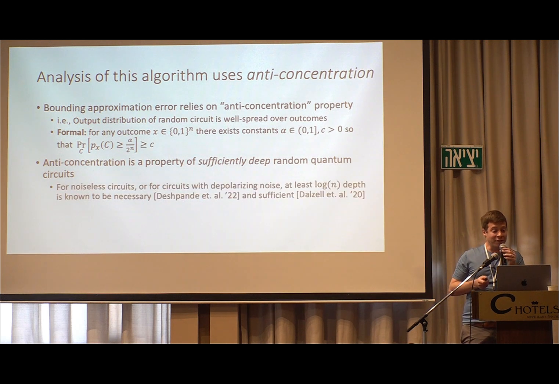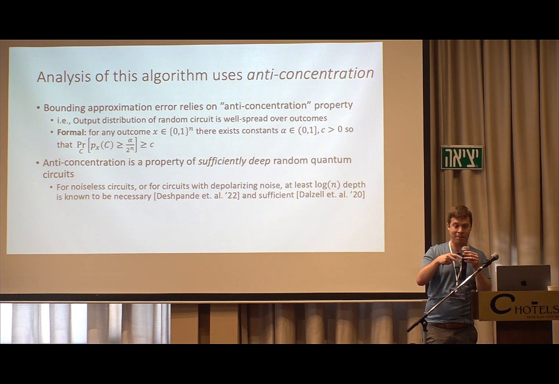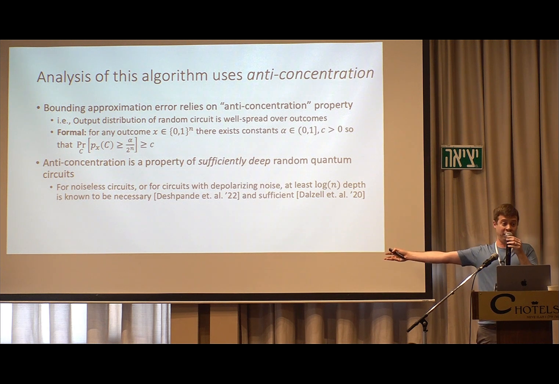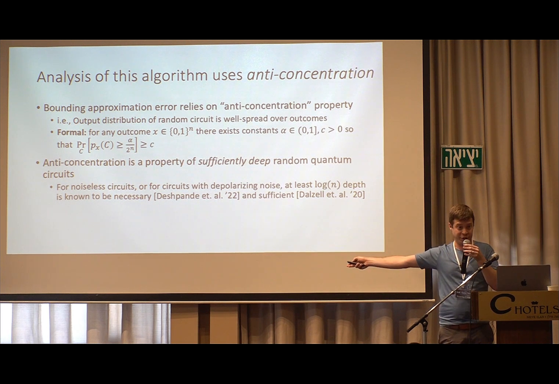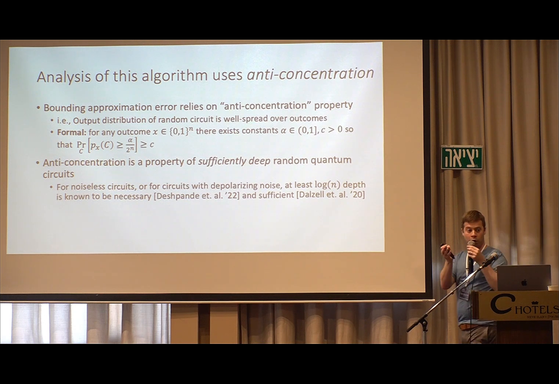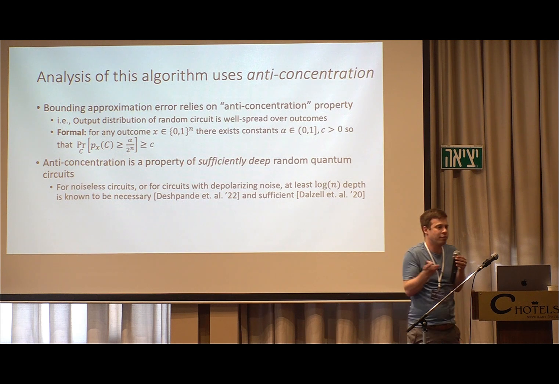So for noiseless circuits, or for circuits with depolarizing noise, we know that anti-concentration starts at log depth. Before log depth, it badly fails. It's a result we have from 2022. And it also suffices, so at log depth, you get anti-concentration. And this is, by the way, why in Dorit's paper they're requiring log depth. Their algorithm does not work, or it was not known to work, for shallower depth, precisely because we don't have anti-concentration at shallower depth, okay?